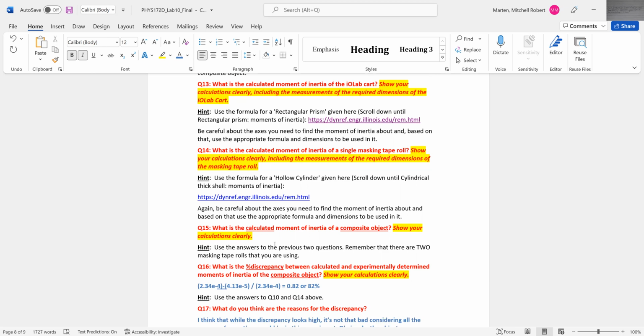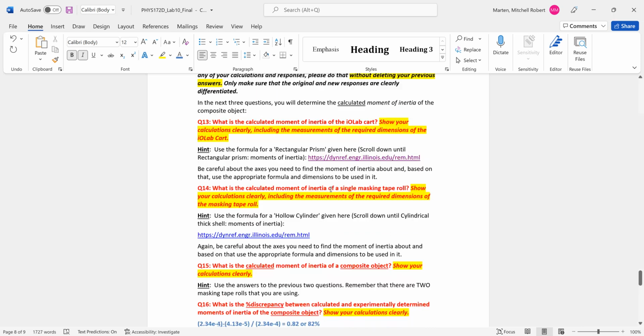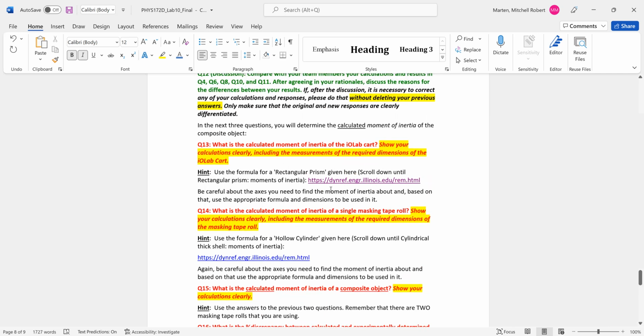Yeah, we can see it. Yeah, so pretty much, yep. So this is for 13 where I calculate the moment of inertia. So I just have the moment of inertia of a rectangular prism, which I pulled this formula right off that link right there. I substituted in the values, and then I've got 3.86 times 10 to the minus 5.